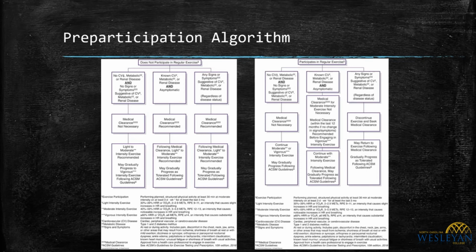Now, if this person shows any signs and symptoms suggestive of cardiovascular, metabolic, or renal disease, regardless if they are known or not, discontinue exercise and seek medical clearance. You may return to your exercise program following the completion of medical clearance.